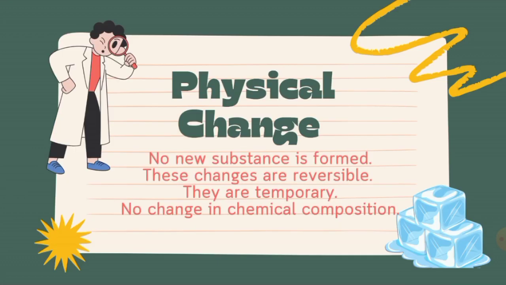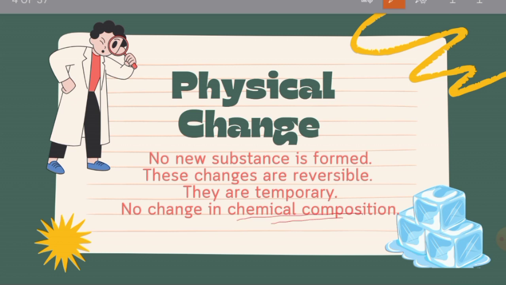So first we'll see what is physical change. Physical change is a change where no new substance is formed, and mostly these changes are reversible and temporary, they are not permanent. And most importantly, there will be no change in the chemical composition. This is very important. Okay, we'll understand with chemical change and the difference.